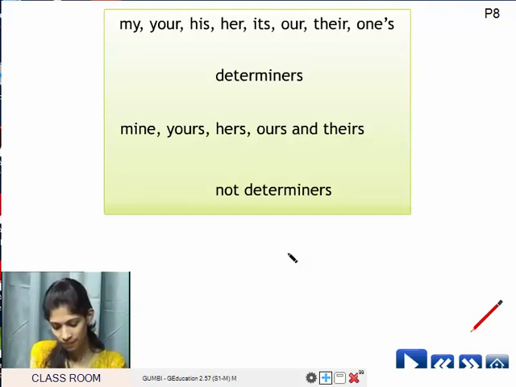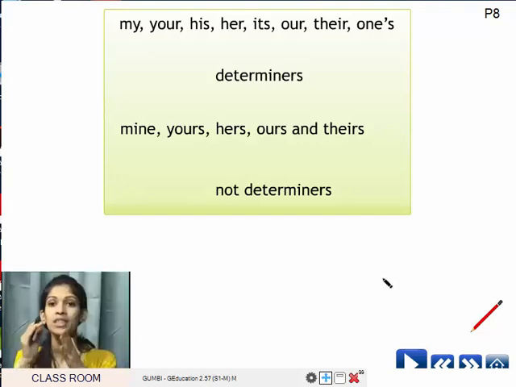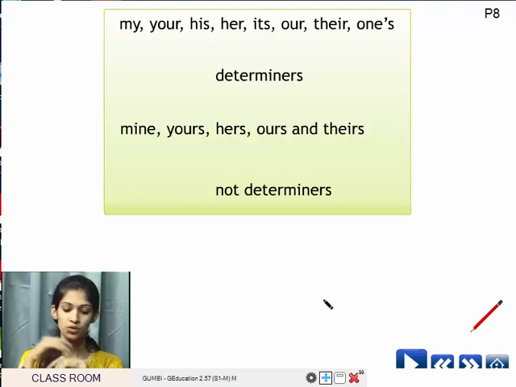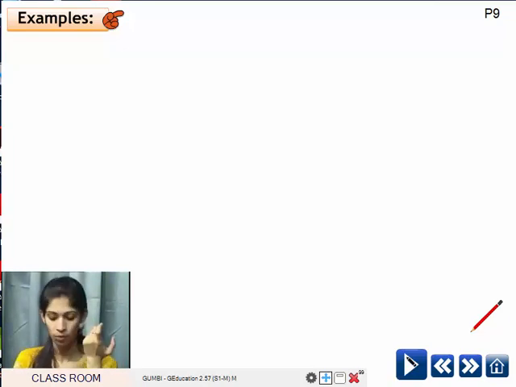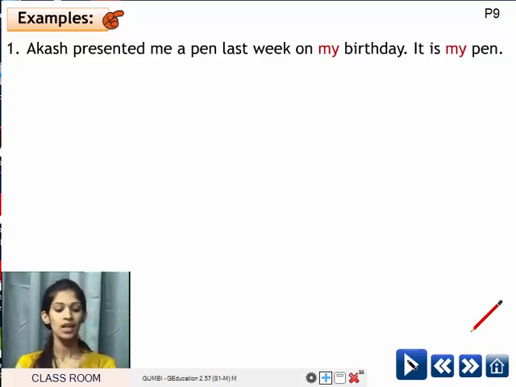There are some other possessive pronouns: mine, yours, hers, ours, and theirs. These are not determiners. This book is mine. This is my book. Here we use the possessive pronoun my, and here we have used the possessive pronoun mine. So determiners are used before nouns. Here my is used before book. This possessive pronoun is used before a noun, but there is no noun after mine. So my, your, this is your book, this is her pen. These are all determiners, but mine, yours, hers, ours, and theirs are not determiners.